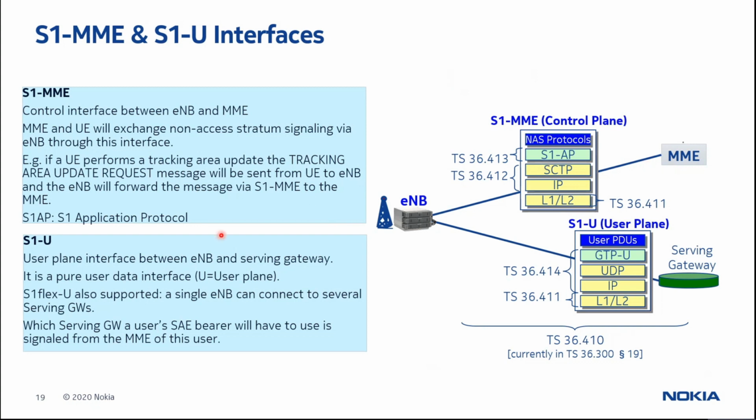Okay, so S1-U, as given here, is basically a user plane interface. It is a pure user data interface where voice and data is carried forward. So the serving gateway that a user's bearer, or the information from the user, will have to use is whichever MME says to use. MME decides which particular serving gateway has to be used during a call.